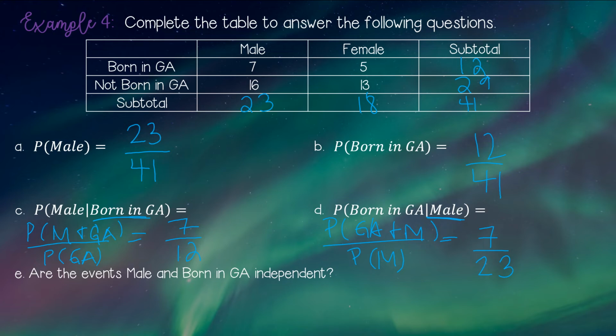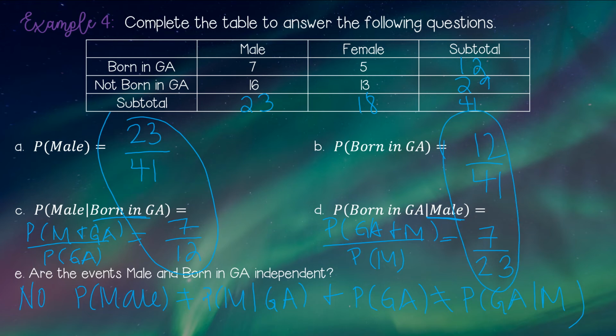Okay, so are male and born in Georgia independent? And the answer to this is going to be no, and that's because the probability of male does not equal the probability of male given they were born in Georgia. And likewise, the probability that they were born in Georgia did not equal the probability that they were born in Georgia given they were male. Okay, so these two are not the same, and these two are not the same. If they were the same, then they would be independent.